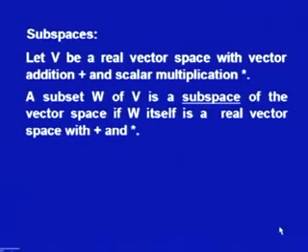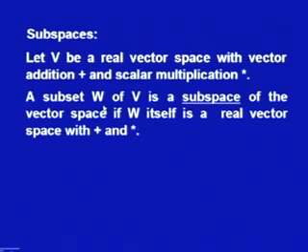Now, the next topic is subspaces. So, first the definition of subspaces. We say that, let V be a real vector space with vector addition plus and scalar multiplication star, then a subset W of V is a subspace of the vector space if W itself is a real vector space with respect to the two operations plus and star.